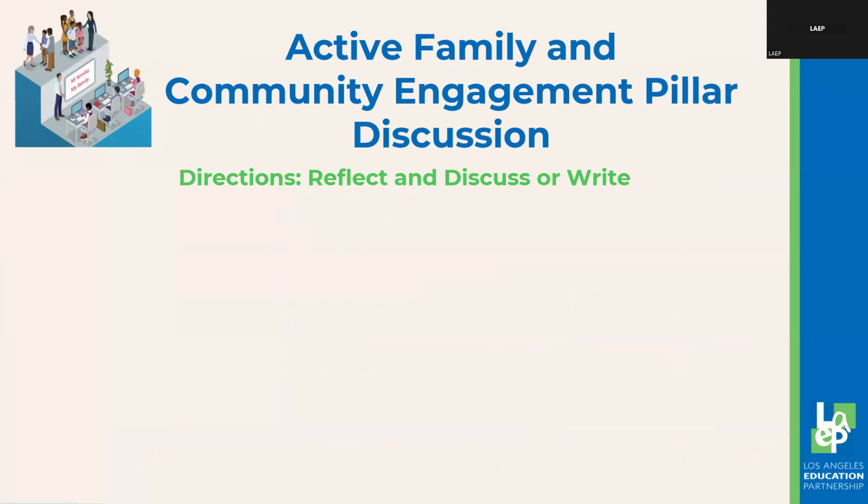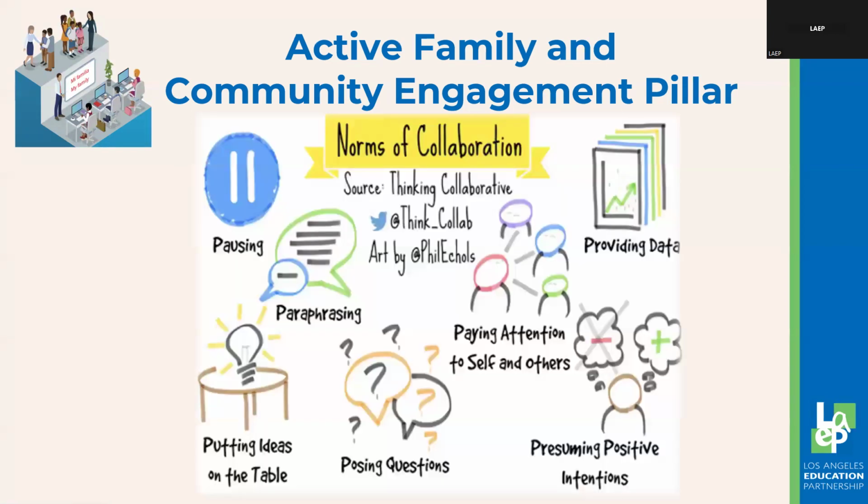So now that we've provided an overview of the active family and community engagement pillar, we'd like you to have a discussion if you're participating in teams. Feel free to divide yourselves into pairs or small groups of 3 to 4. If you are participating individually, please reflect on these questions and write your thoughts in the note-taking handout provided with this webinar. We do encourage you to use norms of collaboration to foster positive discussion and facilitation. Before you discuss in groups, decide which norm you will adhere to. Feel free to share your chosen norm with your partner or group, or type it in the chat if you are video conferencing.